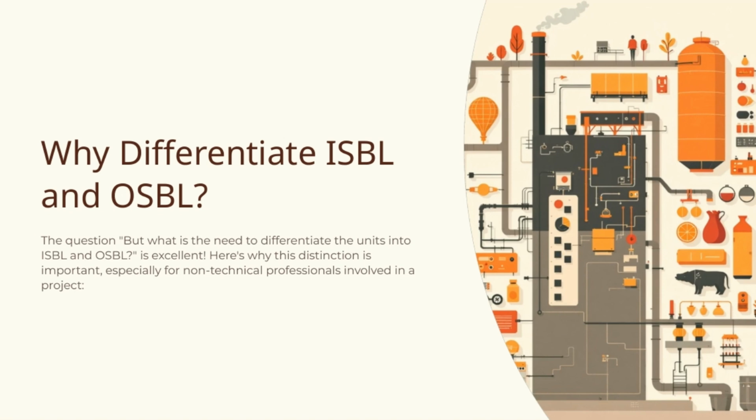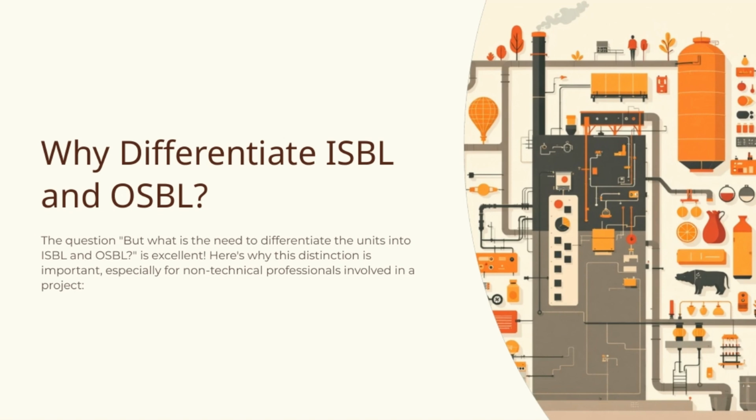Understanding this difference is crucial because it helps us accurately estimate costs, plan the project scope, and manage resources effectively. It also ensures clear communication among different teams, whether engineering, procurement, or management, by defining what's part of the core process versus what's supporting it.